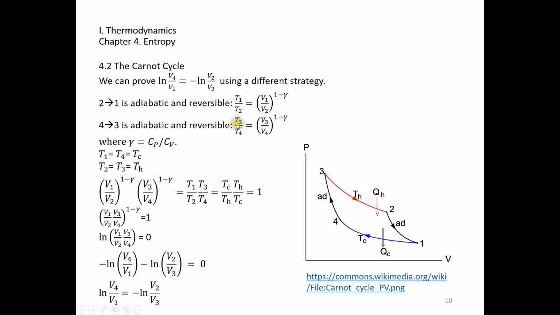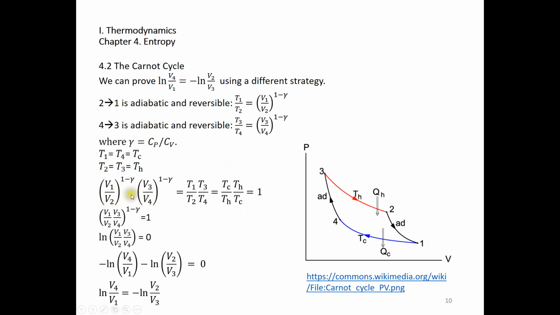They are both T hot. All right, so we have these equations over here, and also gamma is just Cp over Cv. Now what I will do is multiply this right hand side and this right hand side. So this times this is going to be T1 T3 divided by T2 T4. T1 is T cold, T3 is T hot, T2 is T hot, T4 is T cold. So if you look at this, the result is actually 1, because T cold cancels, T hot cancels. So this is 1. Therefore, this is 1.